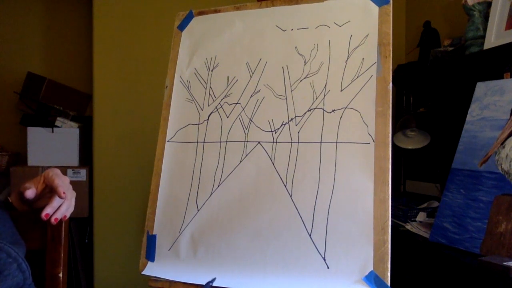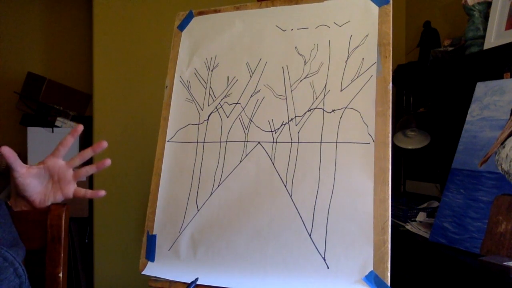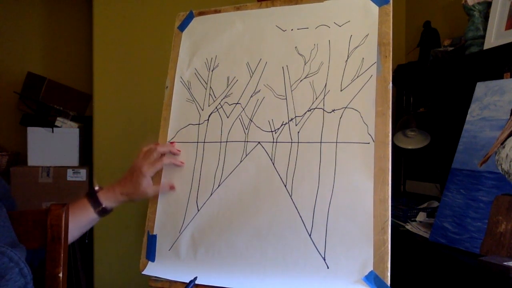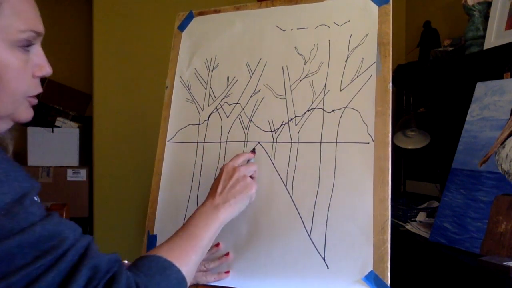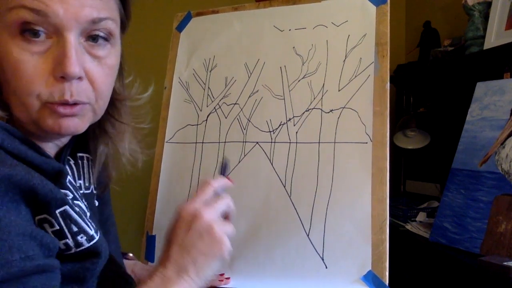So this is so far our horizon. Here's some ground, and this is going to be a road that we're going to travel on. And all you're going to do is you're going to draw a broken or dotted line.